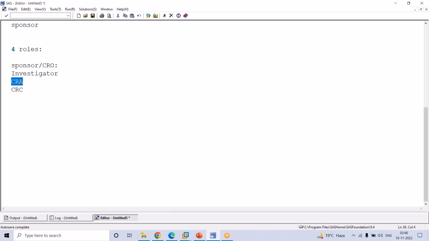But CRA focuses more on the data which is already recorded. So they're not going to interact with the patient. They'll interact with the lab, the CRCs, and investigators. Check all the activities. Okay. CRA is also called monitor because he performs a variety of monitoring activities, clinical operations. He is called monitor.